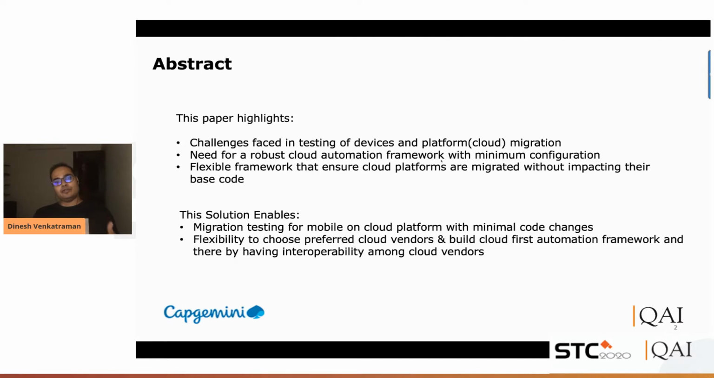Or even if you want to test your iOS devices in one particular vendor, mobile iOS and Android in some other vendor, and the web in, let's say, Experitest, how can you write your framework in such a way that you can be independent of the vendor and focus on your code? The solution enables testing on the migration of the cloud platform with minimal code change, and it also gives a lot of flexibility so that you don't have to stick with one particular vendor.